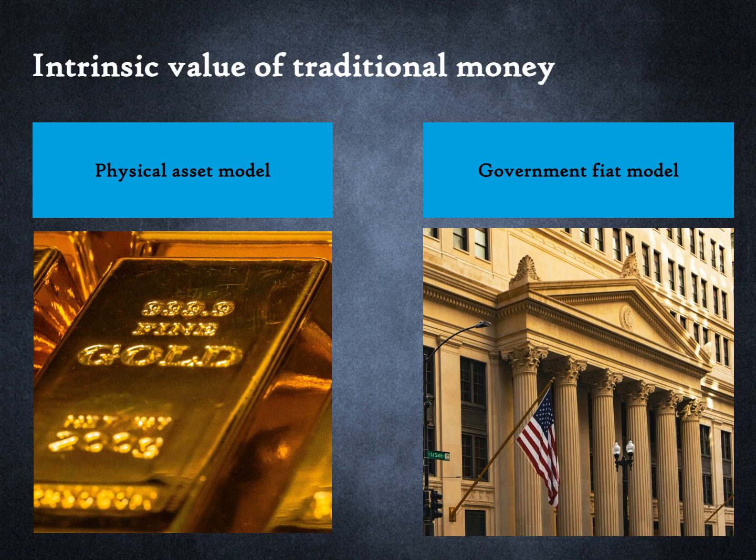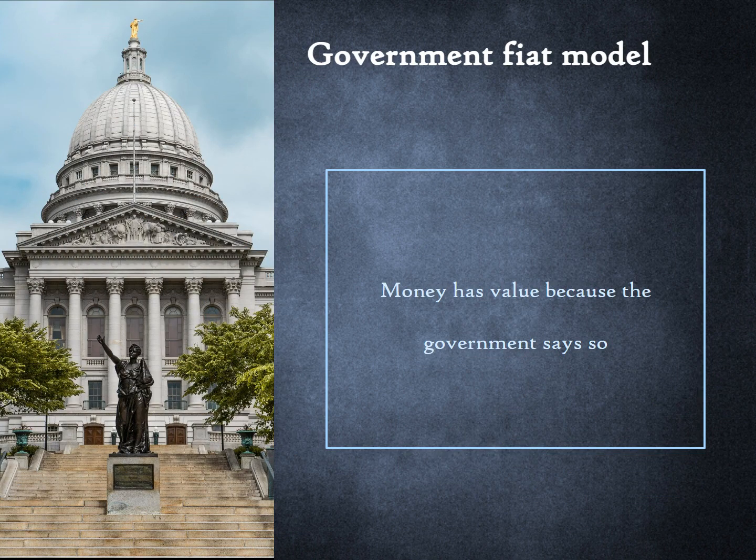Next, we will review the government fiat model. The government fiat model is much simpler. Money has value because the government says so. The word fiat in English means an order by someone who has the authority to give that order. Hence, money today is called fiat money because the intrinsic source of value is derived from a government fiat.